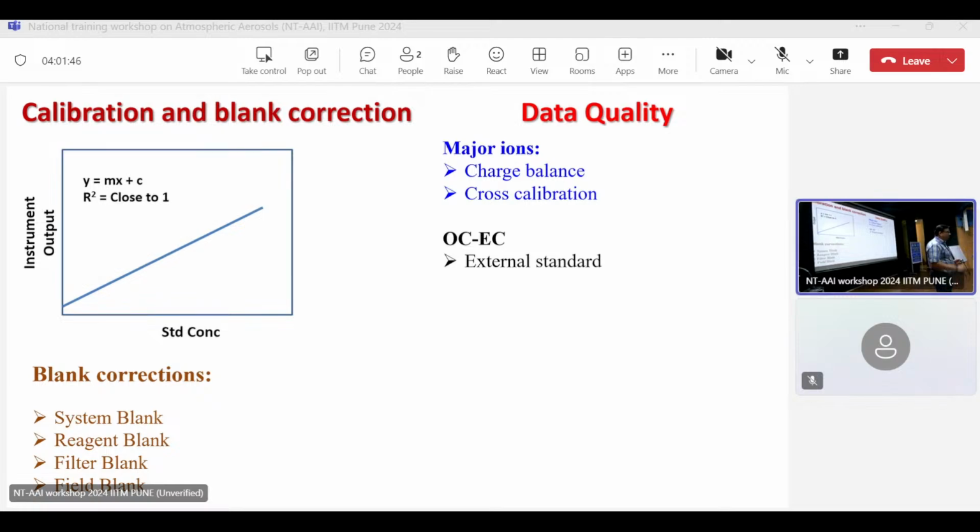OC I already told you, external standard. I put some filter, I put one amount. The instrument doesn't know whether you are putting a sample or a standard. From there, you know whether your system is running fine or not.